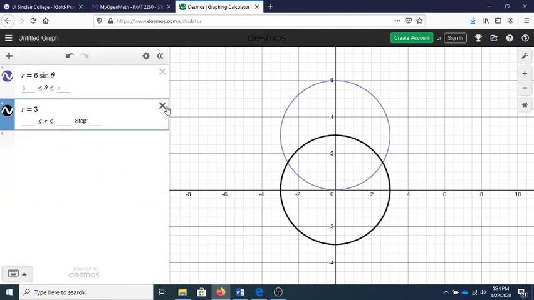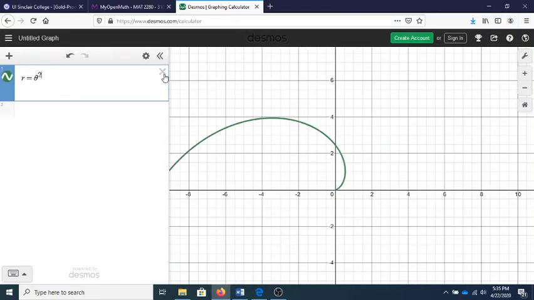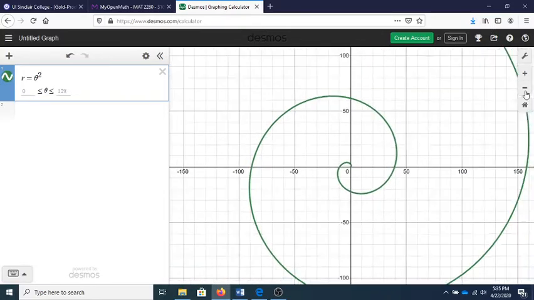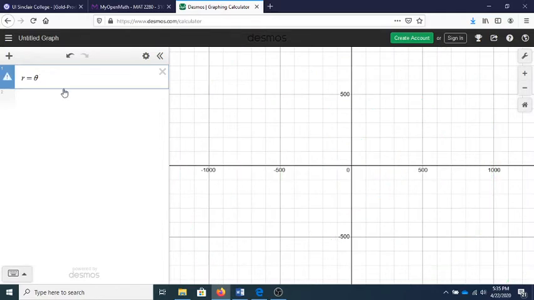Get rid of all this stuff. R equals theta to a power of 2. Okay, it looks like I'm going to have to zoom out. Alright, if I zoom out enough, you can see why we call this curve a spiral. Not any particular special spiral. If you don't put the square on it, it's an even simpler curve. Now I got to zoom back in.